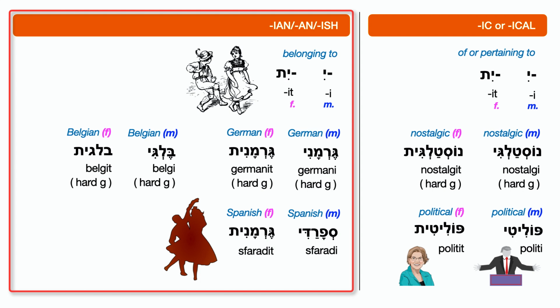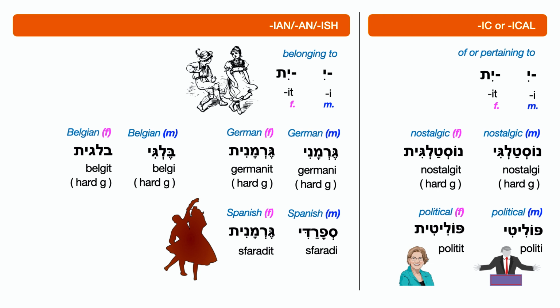And to say Belgian, we say Belgi, if it's a male. But if it's a female, we say Belgit. Same with Spanish, Sfaradi, that's a male Spanish. But if it's female Spanish, Sfaradit. So nostalgi, nostalgit, politi, politit, Germani, Germanit, Belgi, Belgit, Sfaradi, Sfaradit.